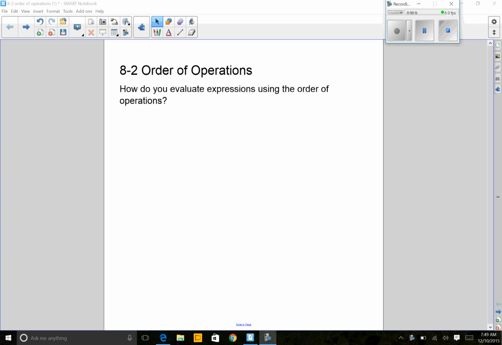This is topic 8, lesson 2, order of operations. So how you evaluate expressions using the order of operations. This is actually very similar to 8.1. It's just that they've added a little bit, made the expressions a little bit more difficult, and now they're really focusing on actually evaluating them, and evaluating them using variables too.